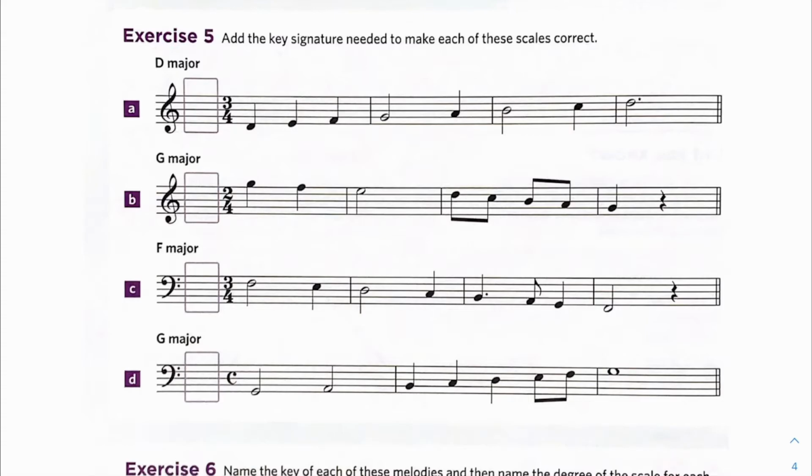Exercise 5. Add the key signature needed to make each of these scales correct. Question A. We have a scale written in the key of D major, and there are two sharps in D major. They are F sharp and C sharp. So in the box, we will write the key signature with two sharps. The first one is F, and it will be F on the top line. The second sharp is a C sharp, and it will be the C in the third space here.